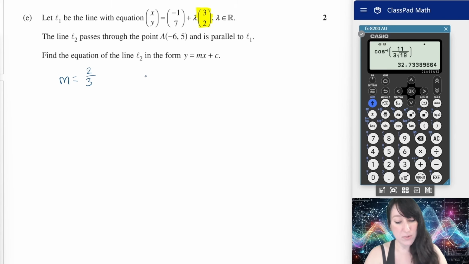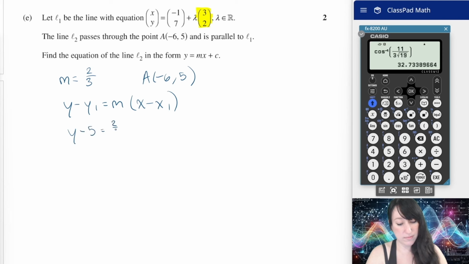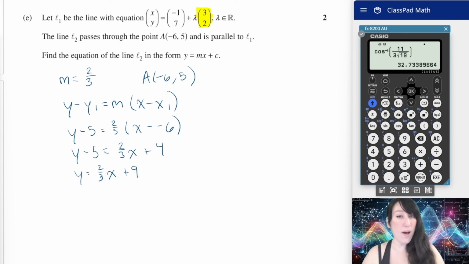And our point goes through -6, 5. Now we just need to create the equation of that line. We can use point gradient form. So we get y equals 2/3 x plus 9.